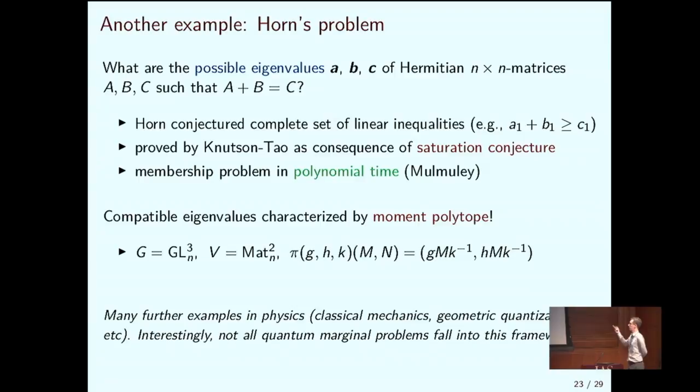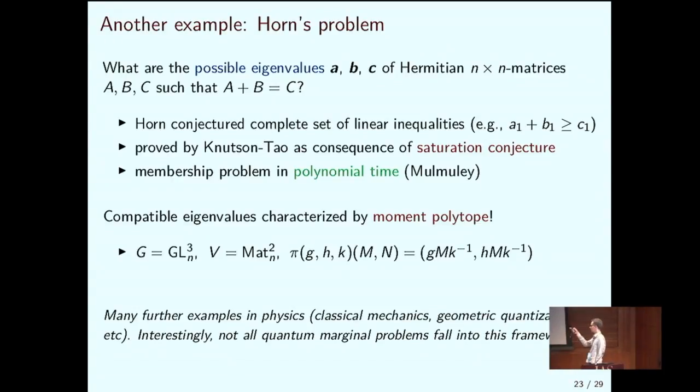Again, characterizing these eigenvalues amounts to characterizing a moment polytope. Well, since we have 3 marginals, we should have 3 copies of the group GLN. Since we have 2 matrices here, A and B, we should have 2 matrices in the vector space that we care about. So indeed, the group is GLN^3. The vector space is 2 copies of the n by n matrices. And there's a funny action that one can relate to this eigenvalue problem.